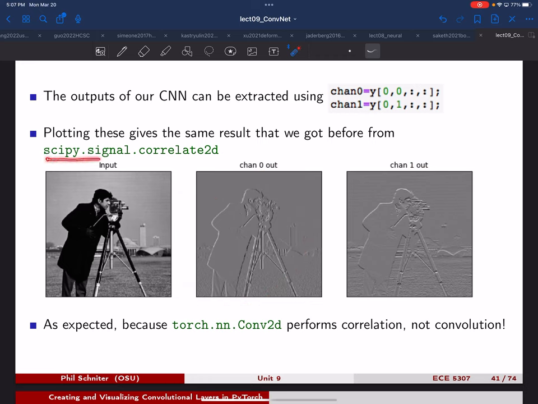And these are exactly the same ones we got from Correlate 2D, not from Convolve 2D, right? Because we're actually doing correlation, not convolution, even though PyTorch calls it convolution, it's really correlation.